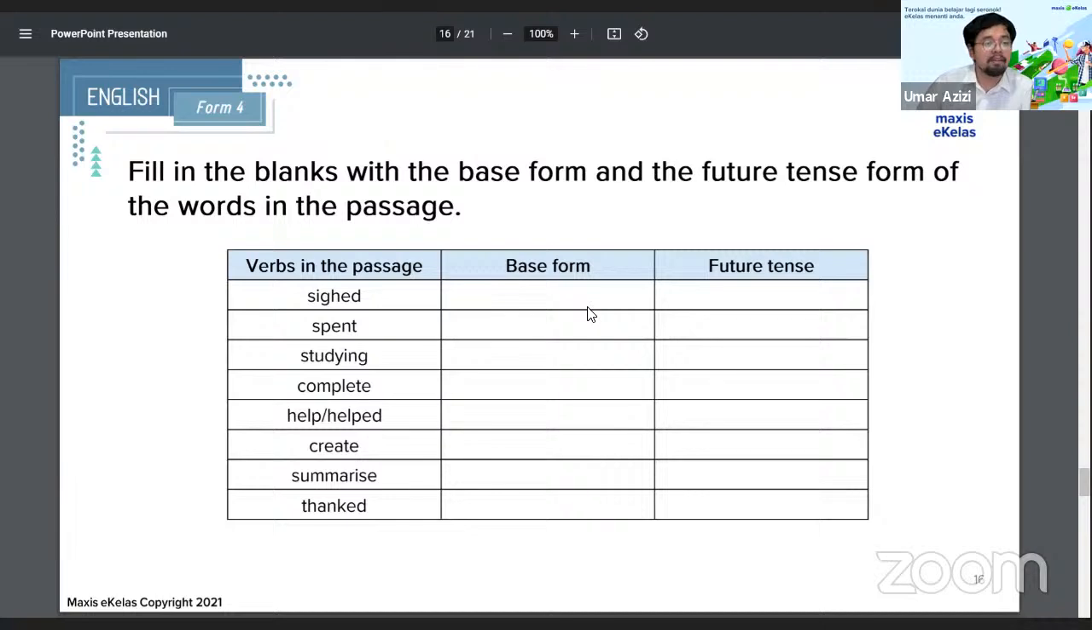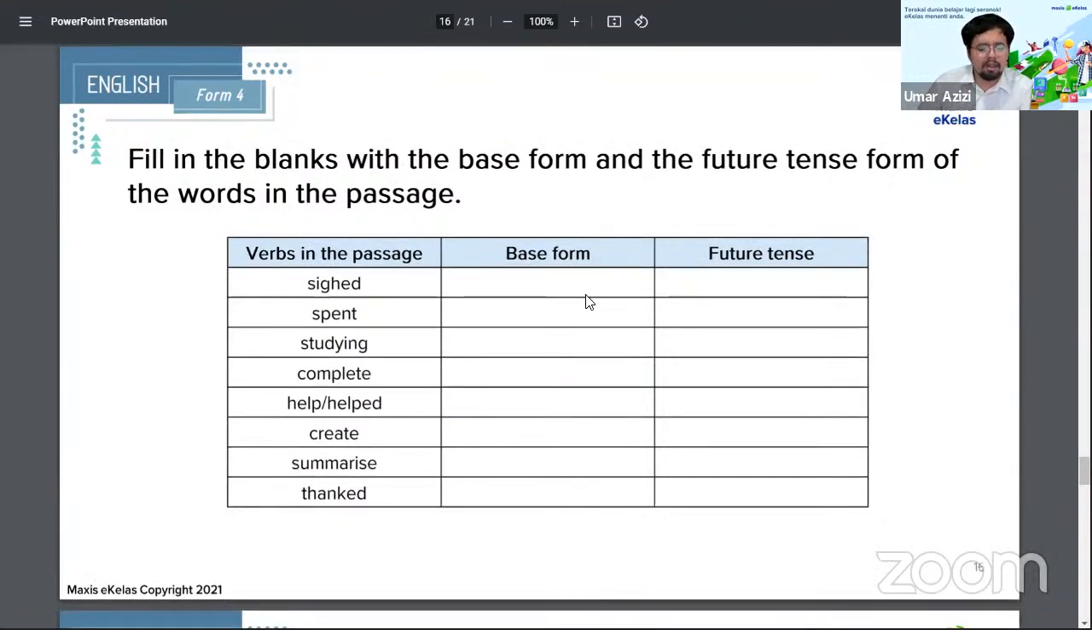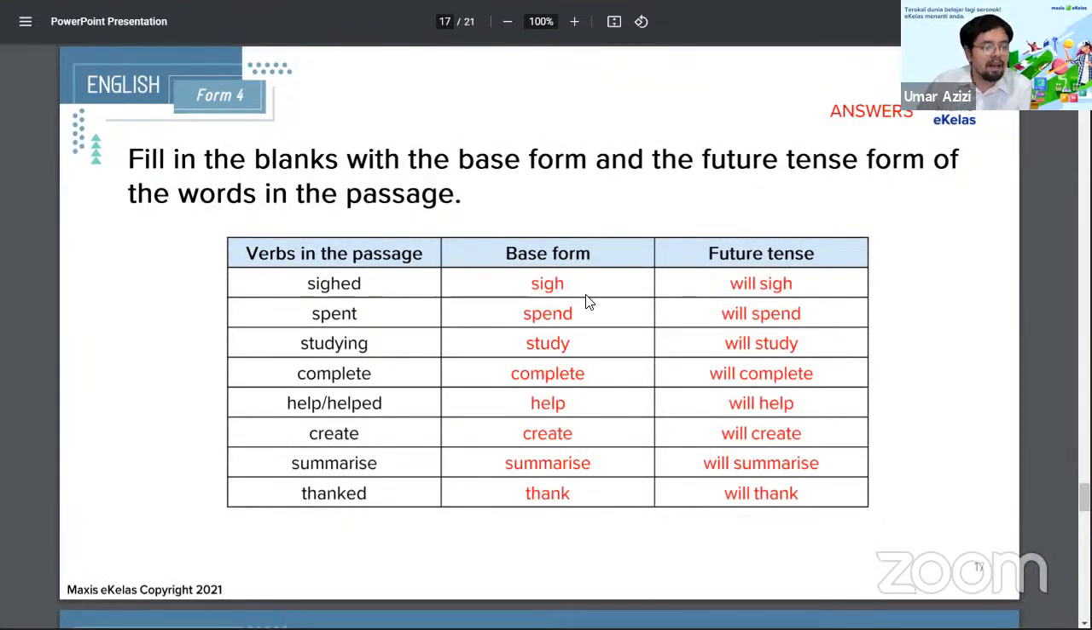But it's okay, I get it. Form 4 students are tired, maybe it's a long day, so I'll just help you go through it. Here are the answers. We have side, base form side, future tense will side, because again, for future tense, you add will to it, and for base form, you want to remove everything from it and look for the base word. Spent, the base form of it is spend. That's a new one. And the future will be will spend. It's an uncommon format though, so you want to write that down. Spent is not spend, it's spend.